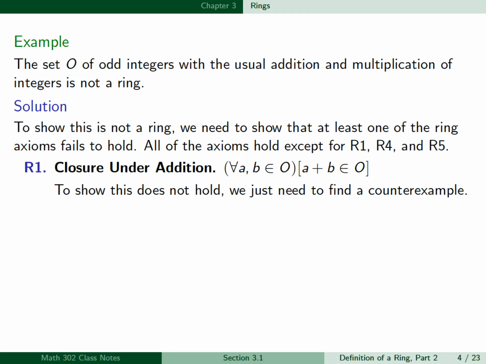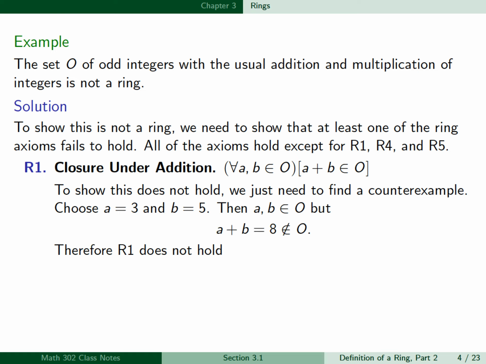And to show this does not hold, we just need to find a counterexample. So we can choose, for instance, a equals 3 and b equals 5. These are two odd integers. So then a and b belong to O, but their sum, a plus b, which is 8, does not belong to O. And therefore R1 does not hold, and hence O is not a ring with these operations.